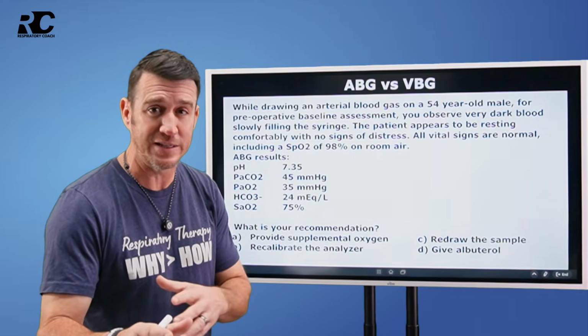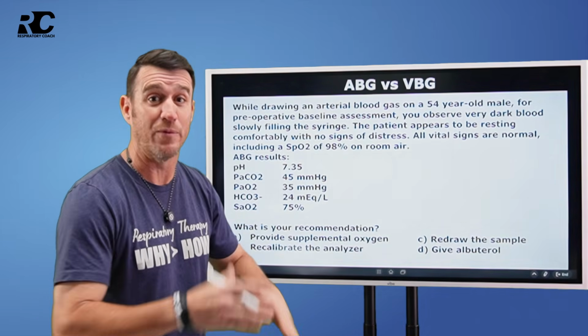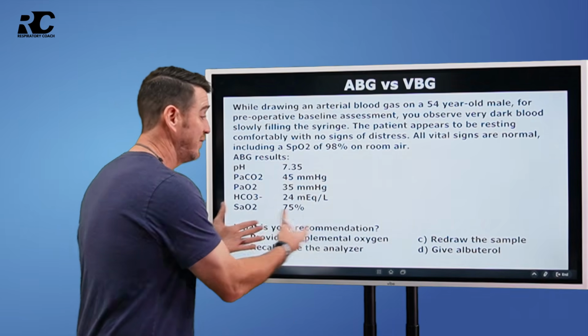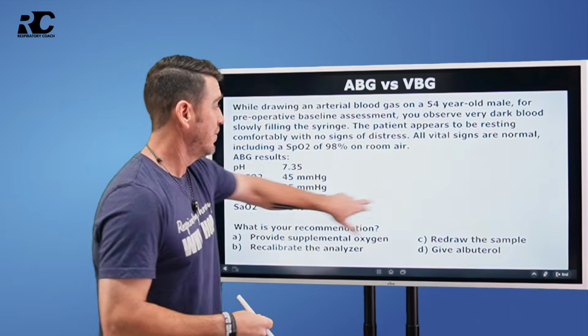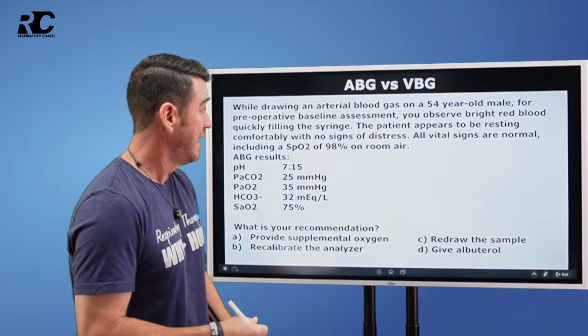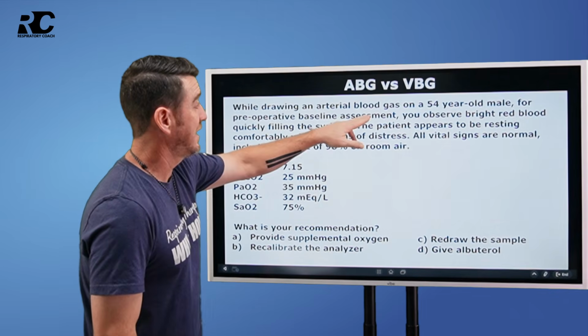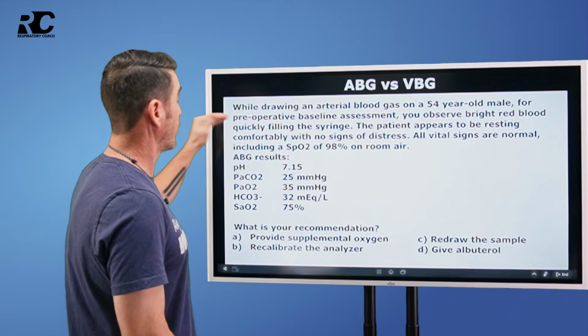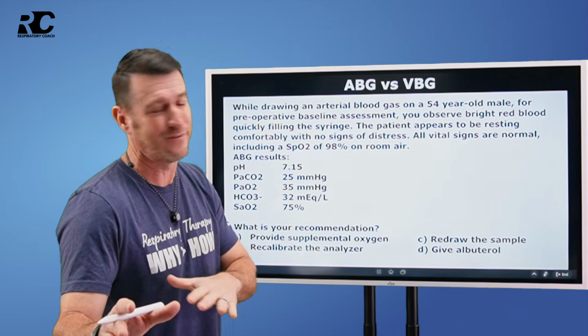Now, let's look at another example. The answers here are going to be the exact same, because what I want to show you is how would we make some of these other answers the correct answer, okay? So this one, we drew a venous blood gas. Now we're going to do something a little different here. While drawing an arterial blood gas on a 54-year-old male for preoperative baseline assessment, are you like, didn't we just read this? It's a little different. Hold on just a second.